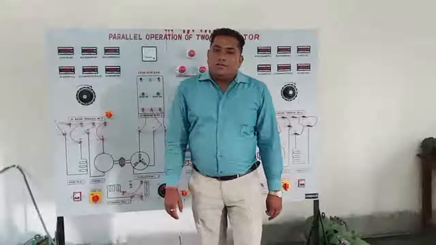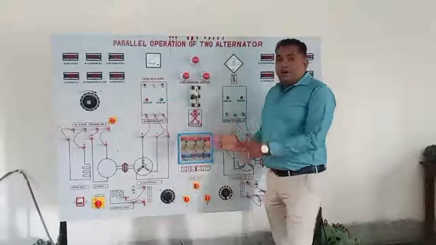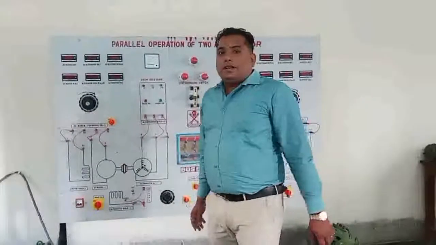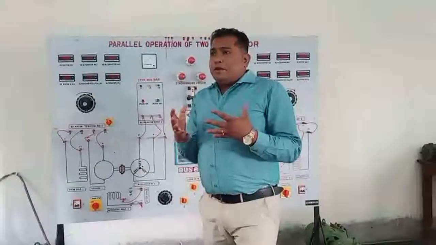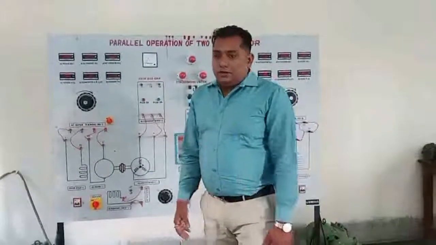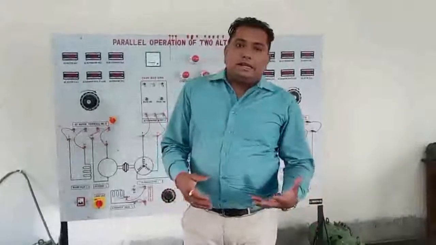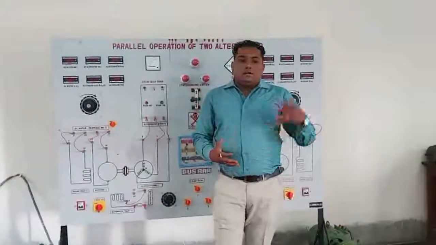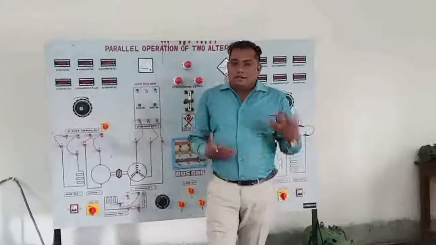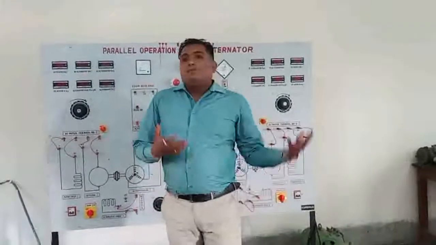Parallel operation of alternator. As you can see, this is the apparatus setup for the parallel operation of alternators. As we started in the alternator chapter, why do we need this parallel operation? We know that sometimes the load is increasing but the alternators are limited. At that time, to match the demand and supply, what we have to do? We have to add some alternators to the running alternator.